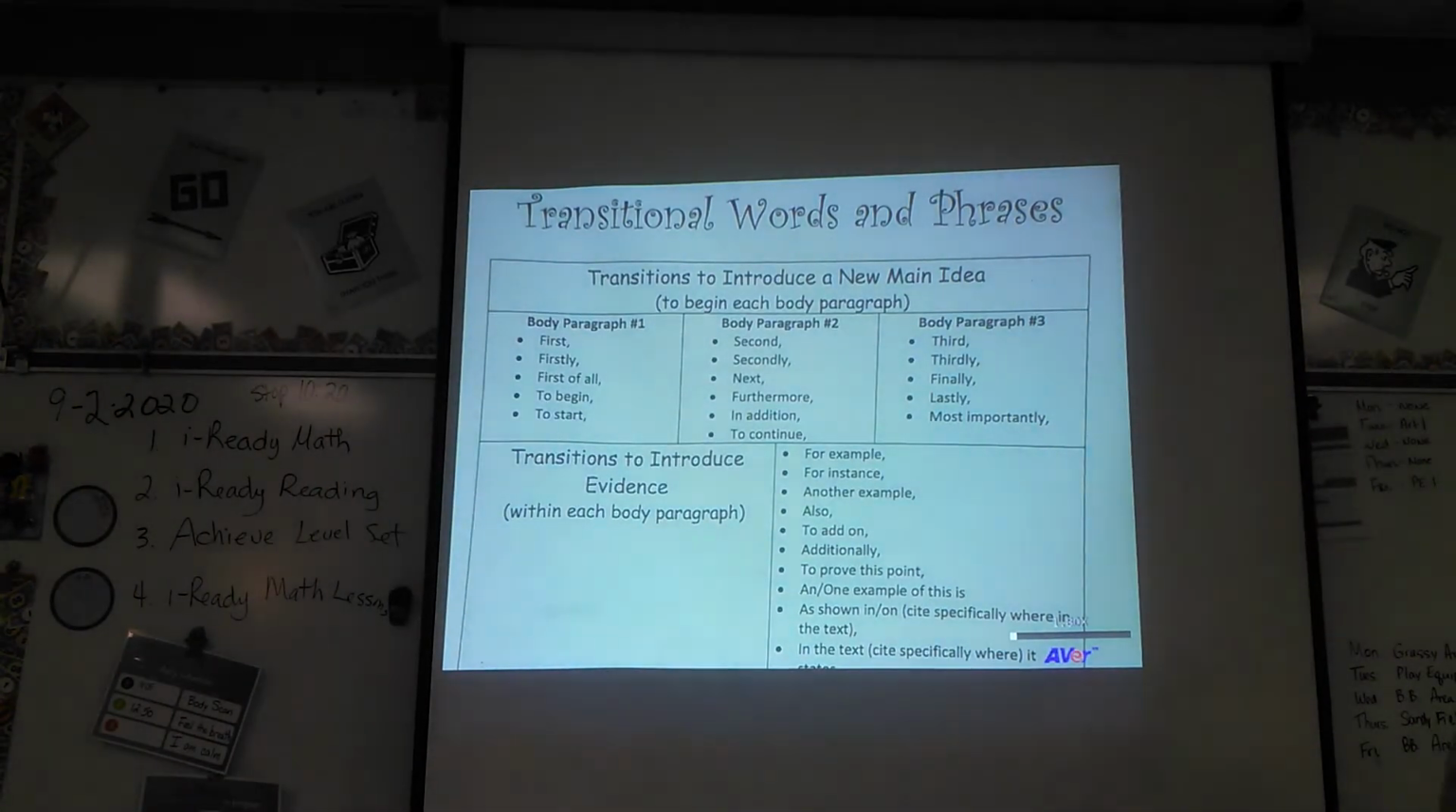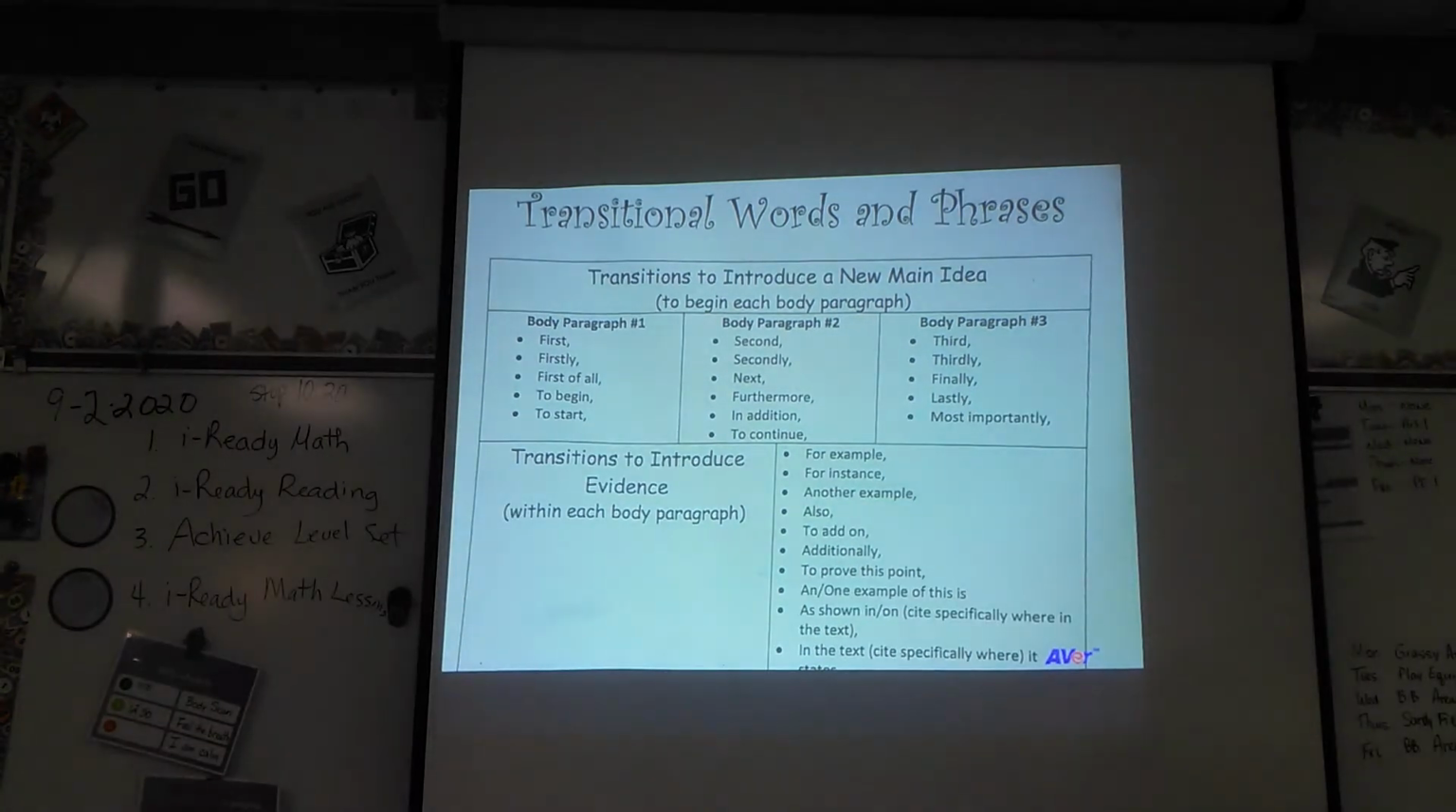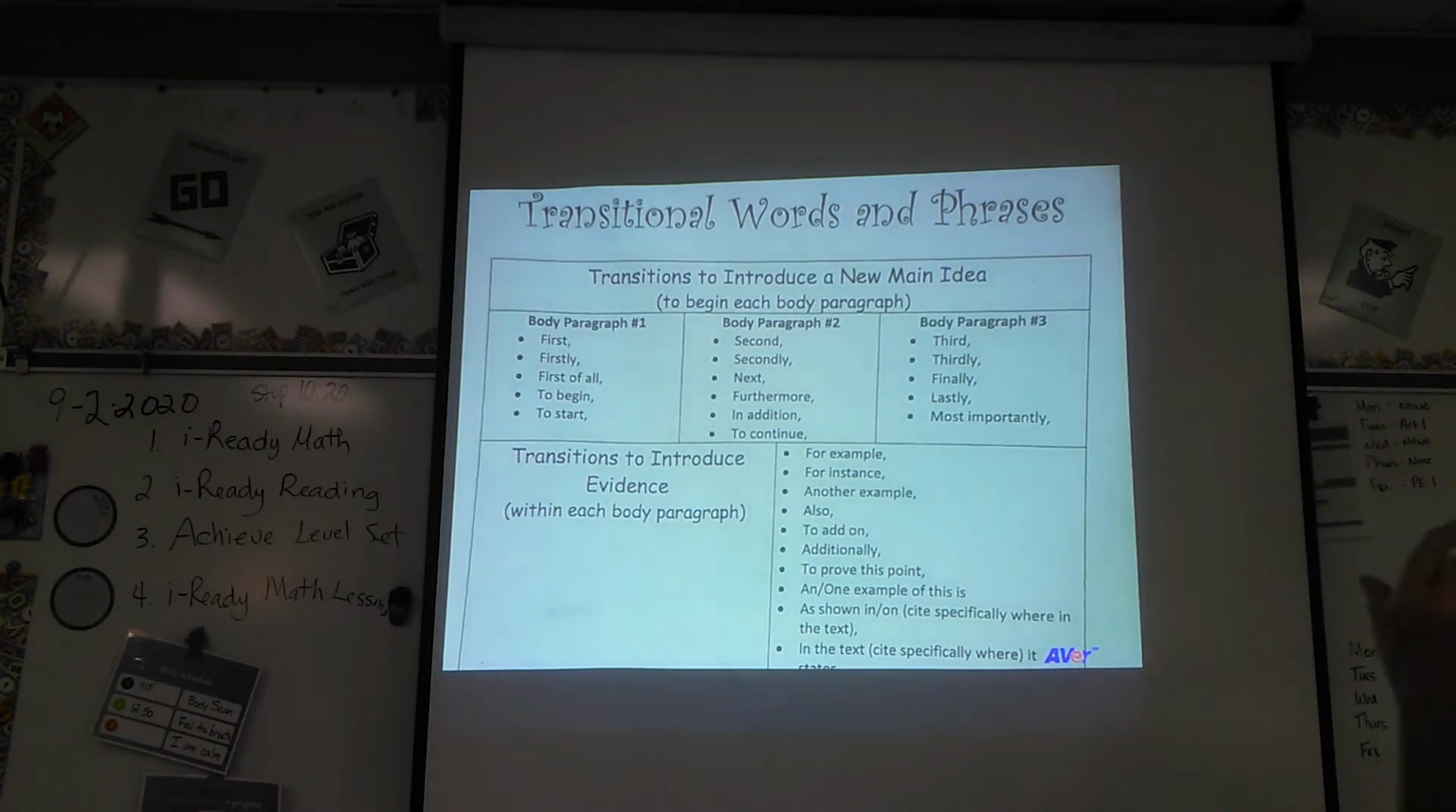This chart has been uploaded to our Writer's Workshop channel. So if you're working at home and you're doing some extra practice, or if we go virtually and you're going to be writing at home, you can open up this file. It's uploaded on our Writer's Workshop channel in the Files tab at the top. And I'm trying to keep up with every chart that we use in class to post it there so that you can always go back and reference it at home.